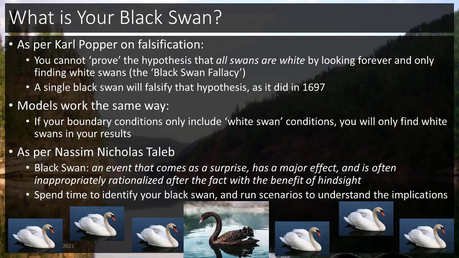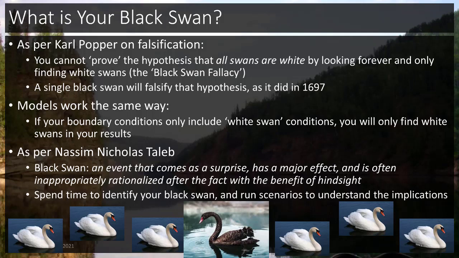Now the spill is not the best example, because the black swan is also referring to the Nassim Nicholas Taleb metaphor. He's got a book named after this, which is an event that comes as a surprise, has a major effect, and is often inappropriately rationalized after the fact with the benefit of hindsight.